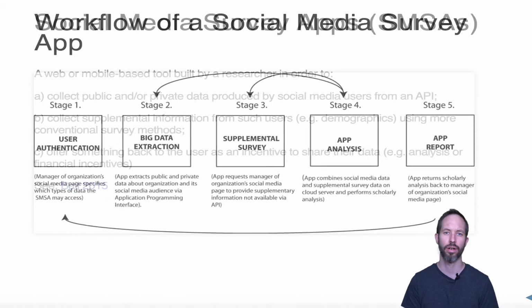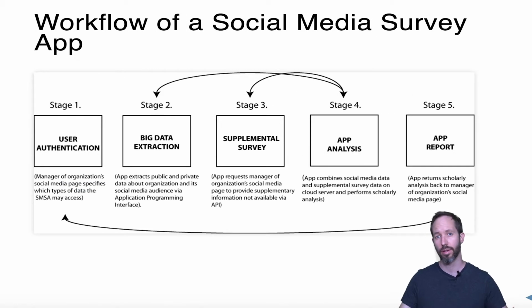So how do these things work? Well, as I mentioned, the user comes onto the page, clicks an authorize this app button, which then triggers an informed consent dialog, redirects them to a privacy policy of the app and other things like that, and then begins the digital trace data extraction, the introduction of the supplemental survey.